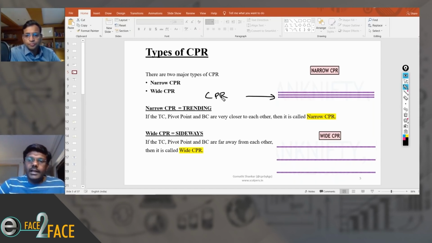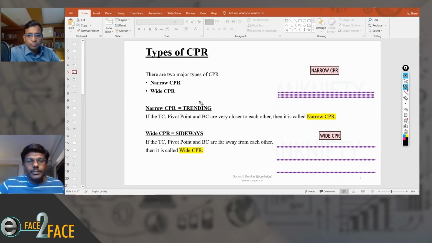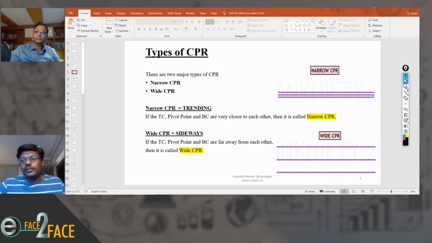If these 3 lines are closer to each other, it is called a narrow CPR. And if these 3 lines have some distance between them, then it is called a wide CPR. The inference we get from these 2 types is, whenever there is a narrow CPR, we can expect that particular day to be a trending day. And whenever there is a wide CPR, we can expect that particular day to be a sideways market, a range bound market, or a less trending market. This is the main inference which we get from these three lines.